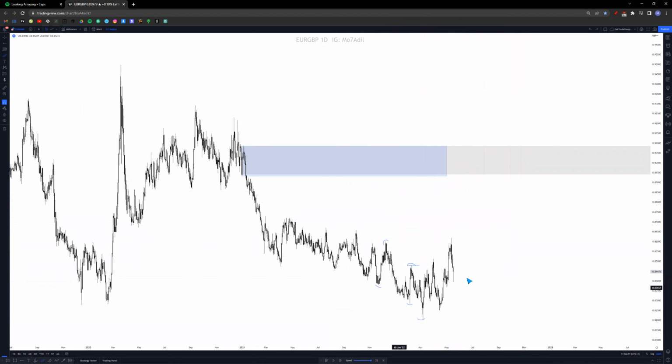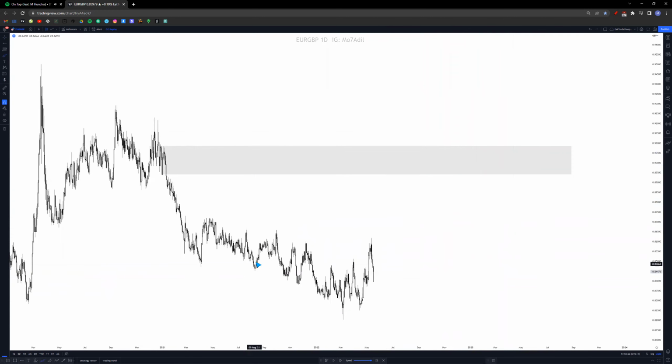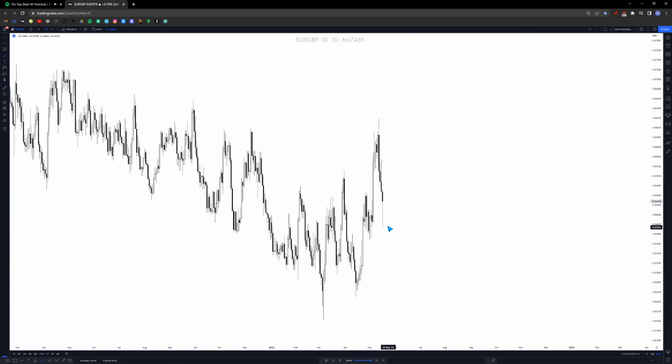What does this mean? This is potentially a confirmation for the bias that price will come into this level. Apologies, I don't know why I have this here. So we have the confirmation of that bias I previously made on the weekly time frame. Now let's go on the lower time frame and see how we can act upon that bias.